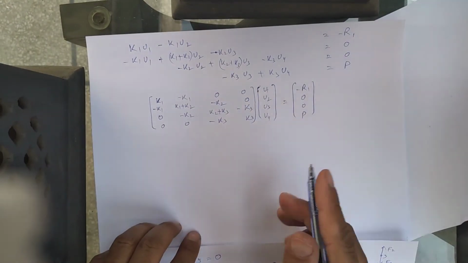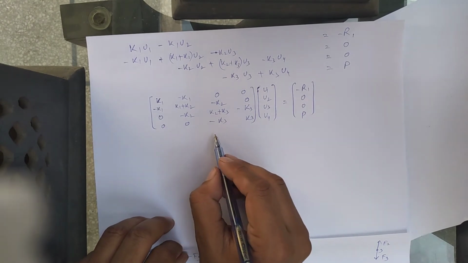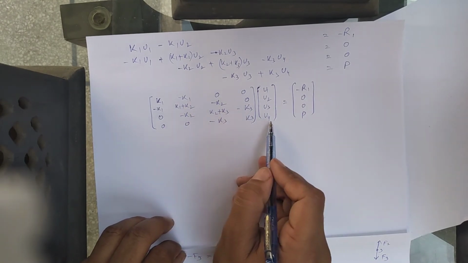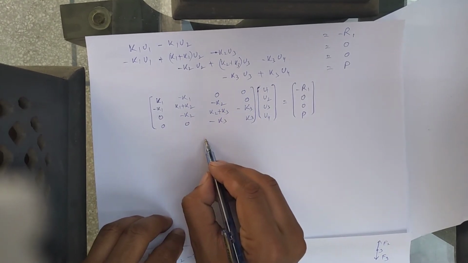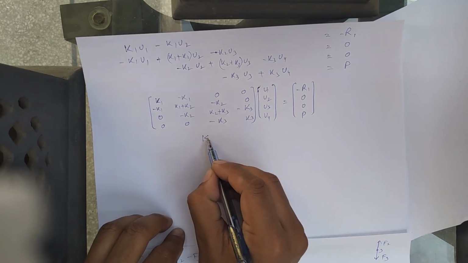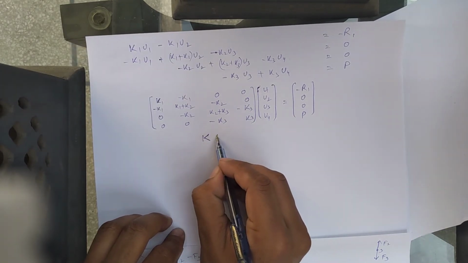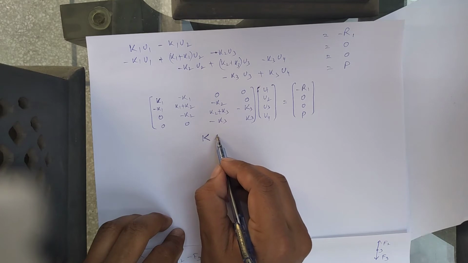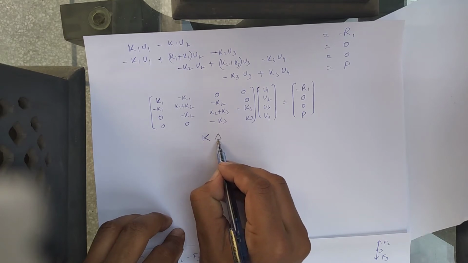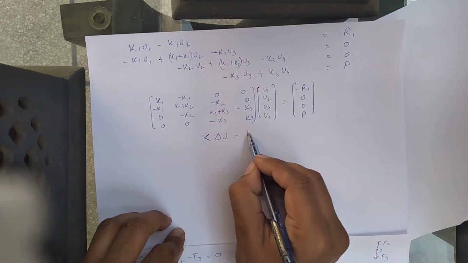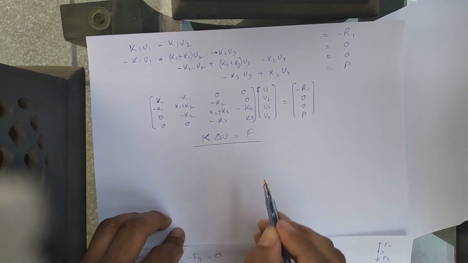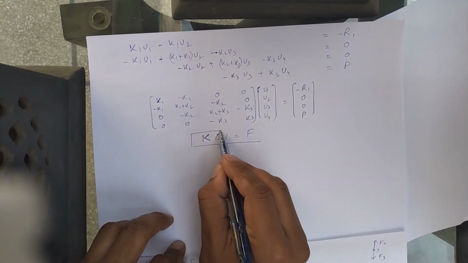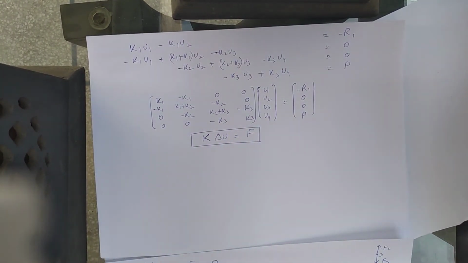So here we have the force matrix. This is the stiffness matrix. This is the deformation matrix. Right? So this will be K times U, or K delta U. Maybe you can write K delta U is equal to F. So there is the matrix. We have written it in the matrix form.